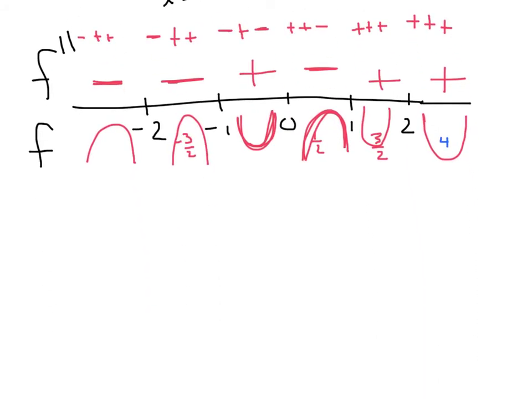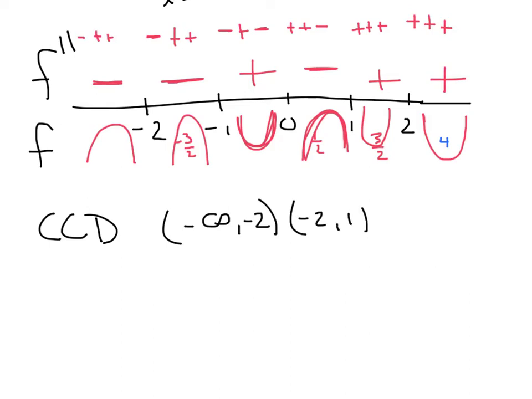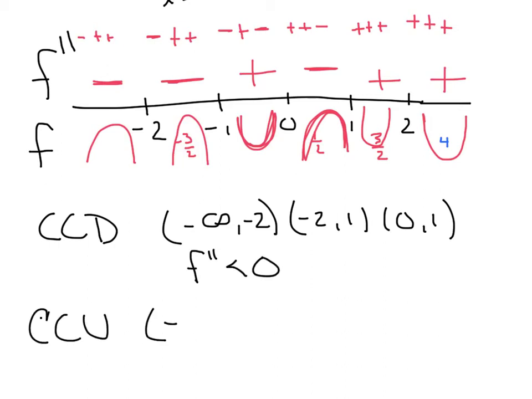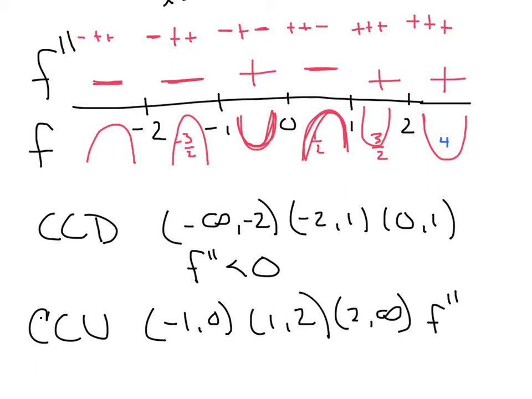All right, so real quickly, let's sum it up. My intervals of concave down are from negative infinity to negative 2, from negative 2 to negative 1, and from 0 to 1. How do I know that? F double prime is less than 0. I'm concave up from negative 1 to 0, from 1 to 2, and from 2 to infinity. How do I know that? F double prime is greater than 0. Now again, I just want to be clear, why am I not just saying from 1 to infinity? Well, at 2, remember, you are not concave up or down at that point, all right? So be careful there, okay?